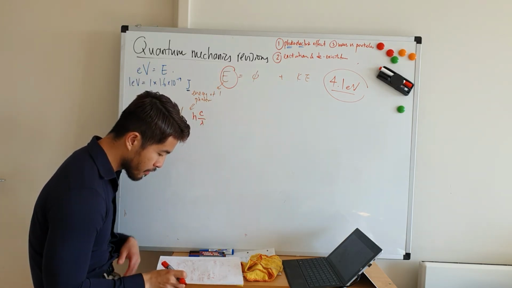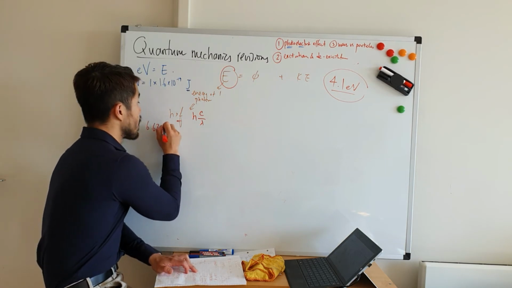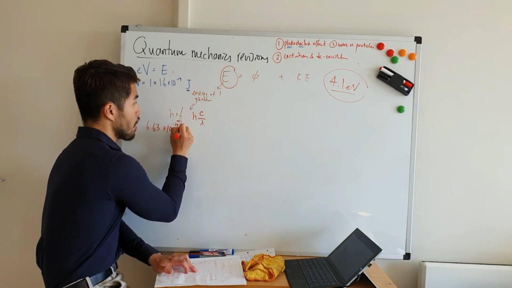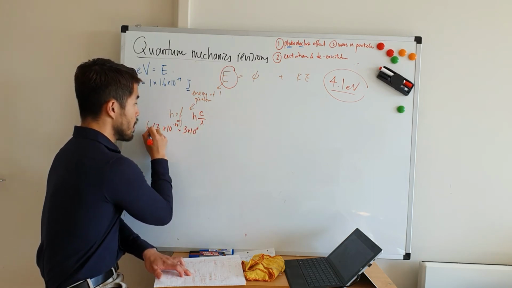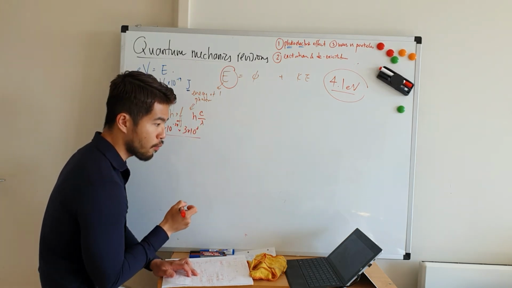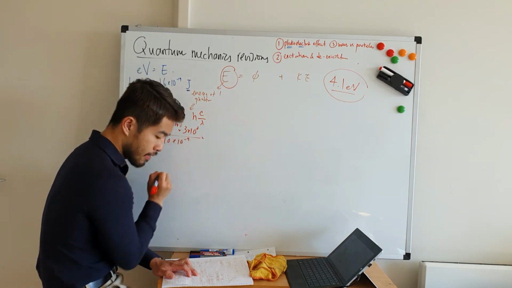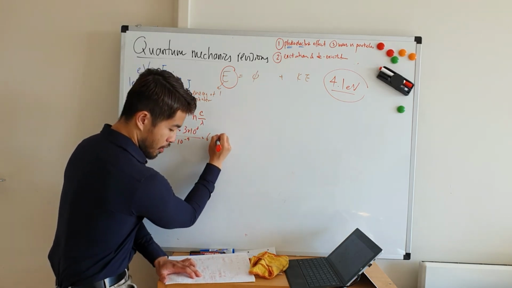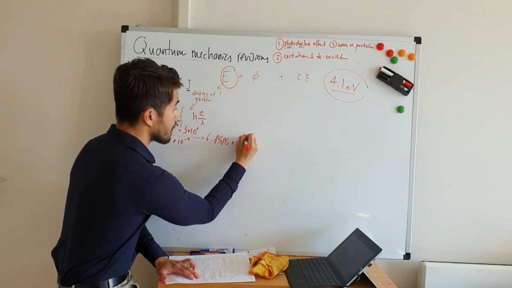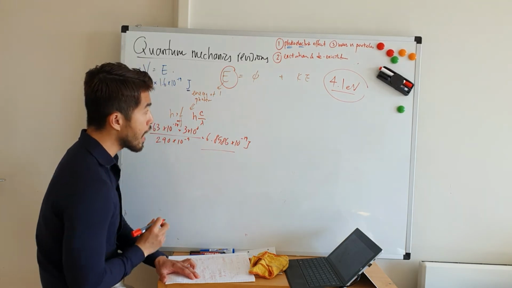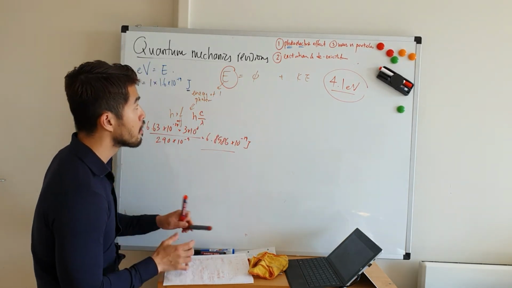So that is going to give you 6.63 times 10 to the minus 34, which is h. c is 3 times 10 to the 8. Lambda, which is in the question, is 290 times 10 to the power of minus 9. This is going to give us 6.8586 times 10 to the power of minus 19 joules. So that is the joules of one photon.